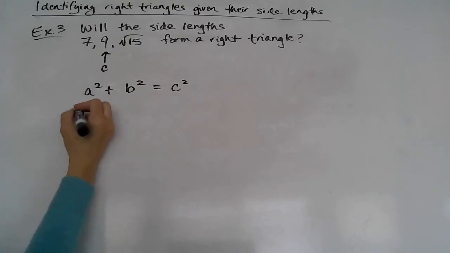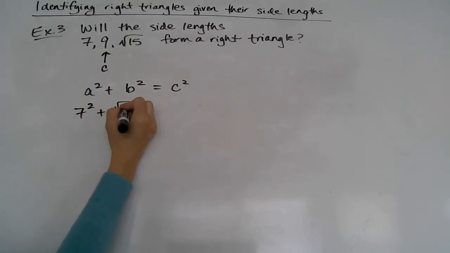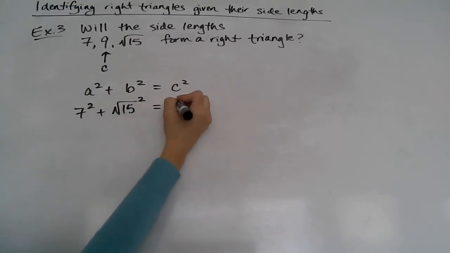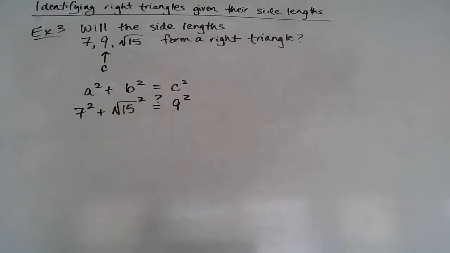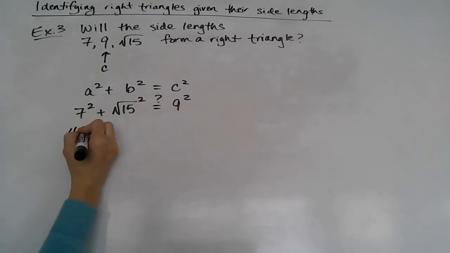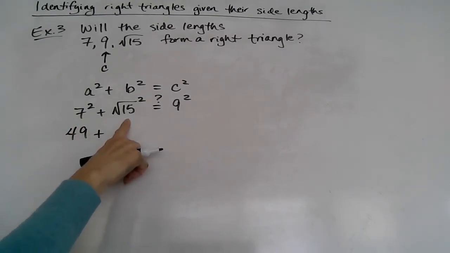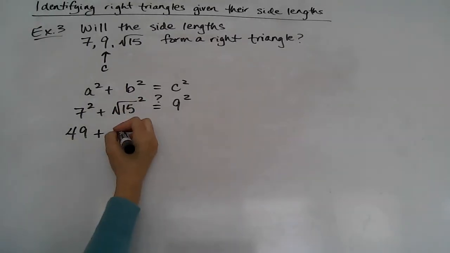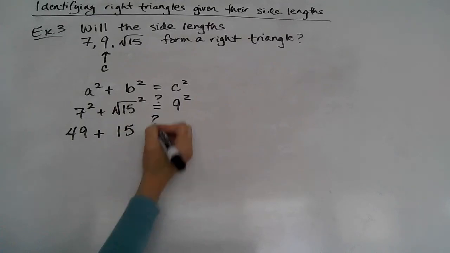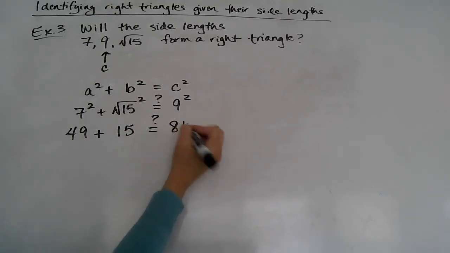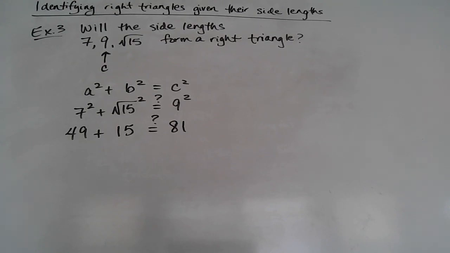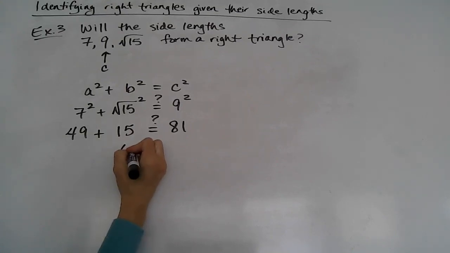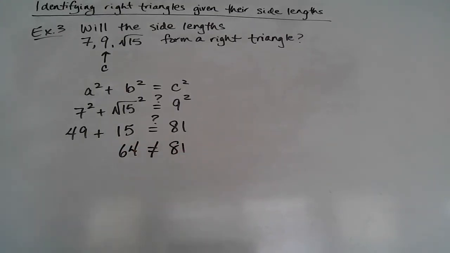So we can use 7 as our a, square root of 15 as our b, and 9 is our c. And this is what we're wondering, is this a true statement? So 7 squared, 49. Square root of 15 squared, the square and the square root cancel each other out, so we end up with just 15. 9 squared is 81. So now we're wondering, does 49 plus 15 equal 81? And the answer is it does not. 49 plus 15 gives us 64, which is not equal to 81.